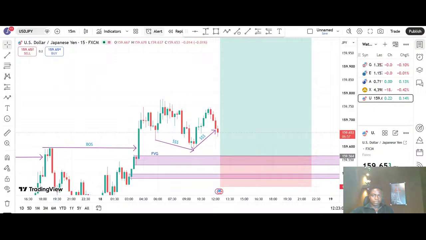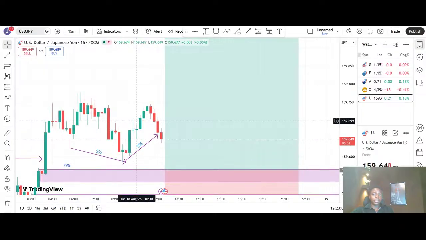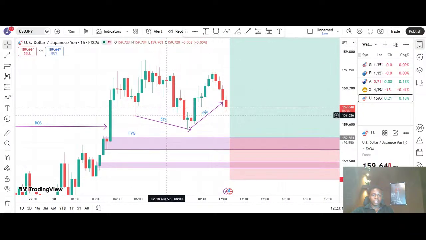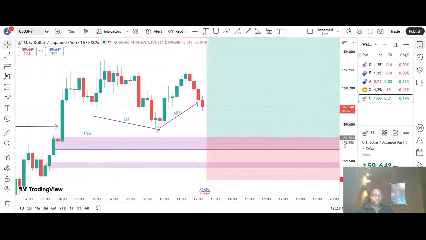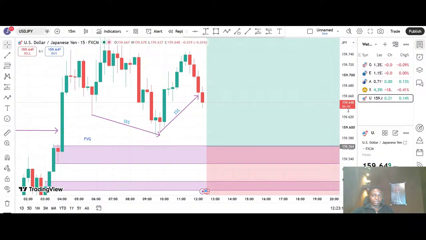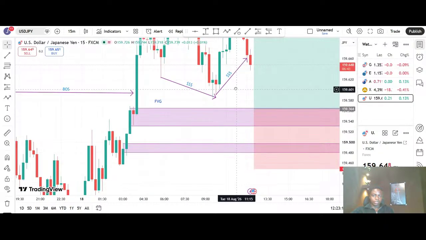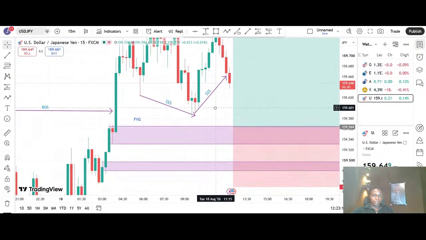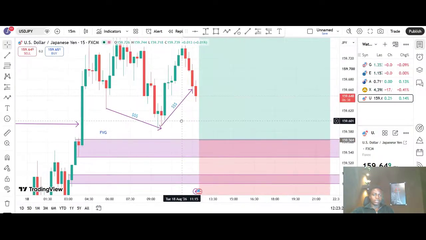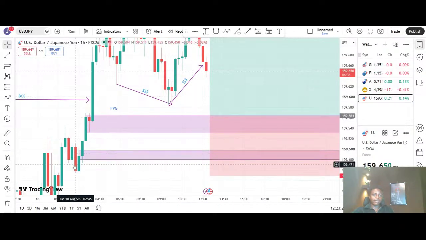Wow, let me see. The movement of the USD JPY is coming down greatly. It's really coming down greatly, and that is a very nice thing. So we should be waiting. This is a very, very nice move.